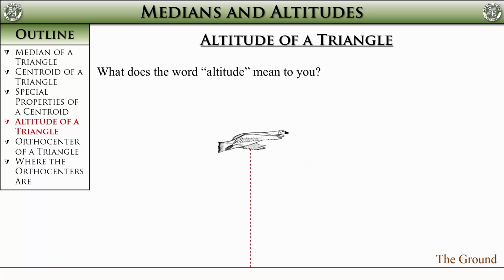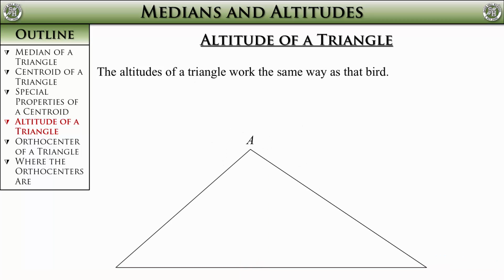And the shortest distance is the perpendicular, like this. But that's the basic idea for altitude. How far off the ground is it? The altitudes of a triangle work the same way as that bird.